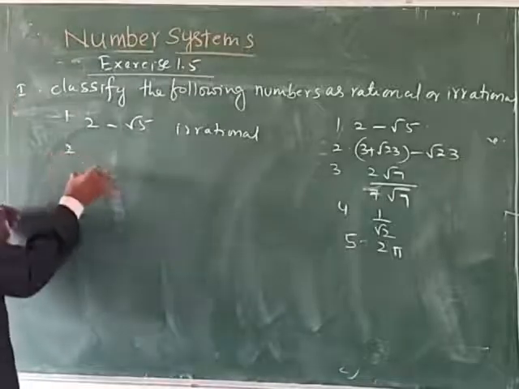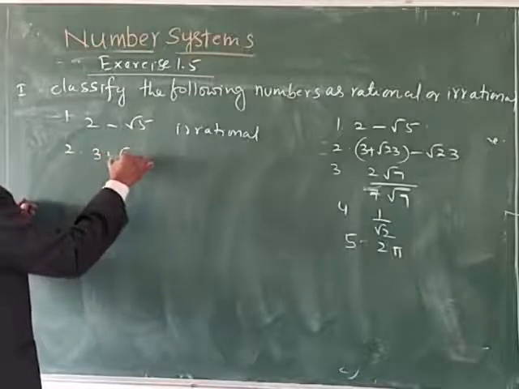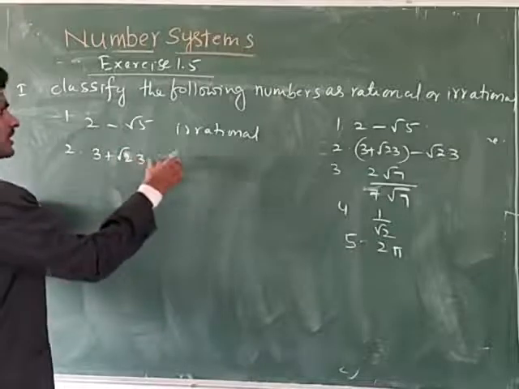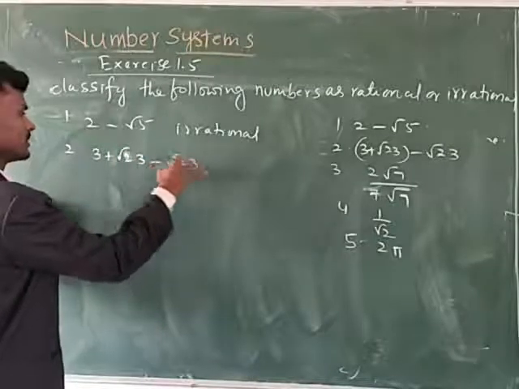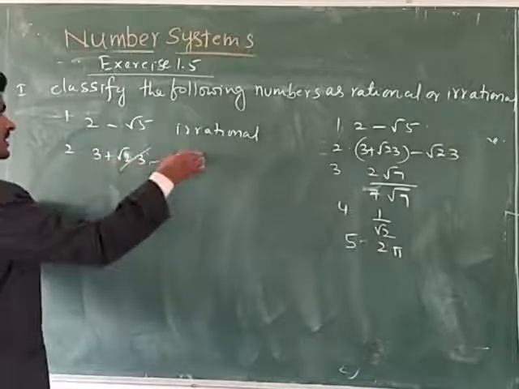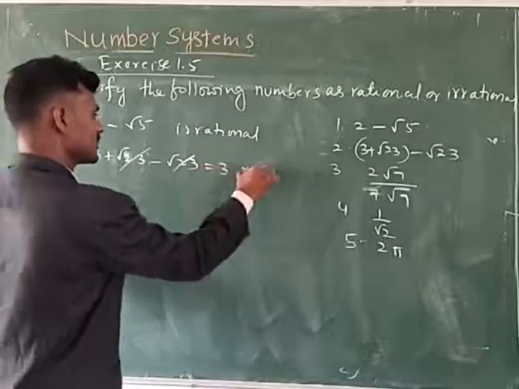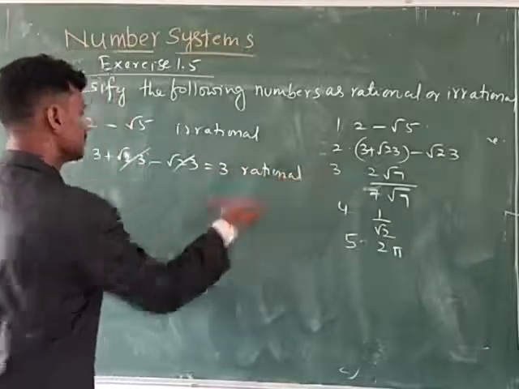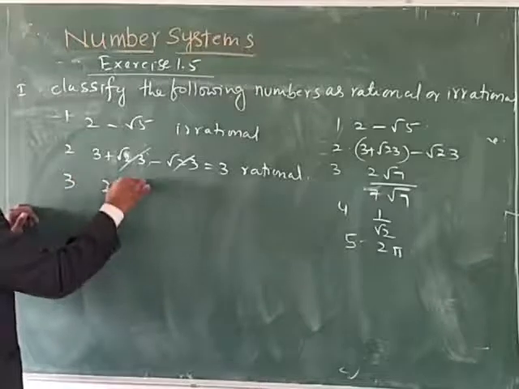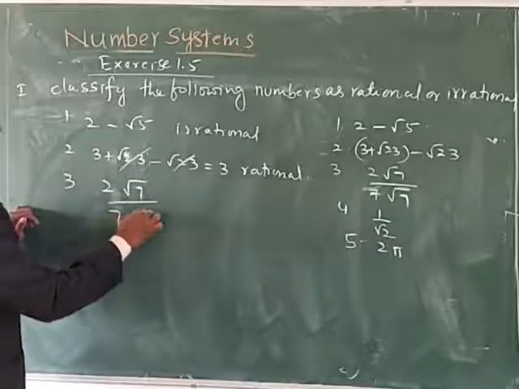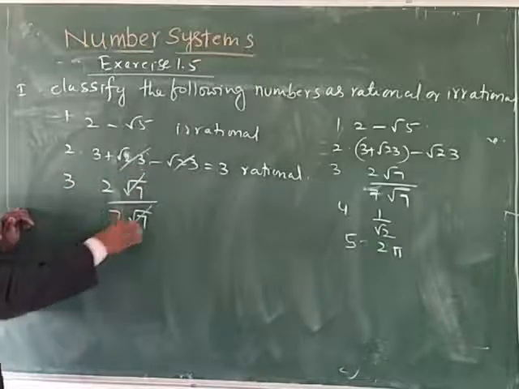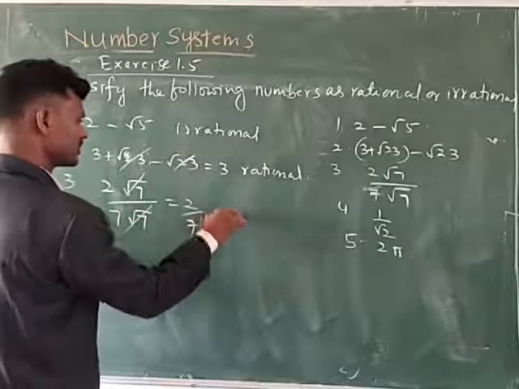Next, the second one. Here 3 plus root 23, here minus root 23. You can open this bracket, then plus and minus cancel, leaving 3. It is a rational number. Third one, 2 root 7 by 7 root 7. Here root 7 cancels. Here 2 by 7 is rational.